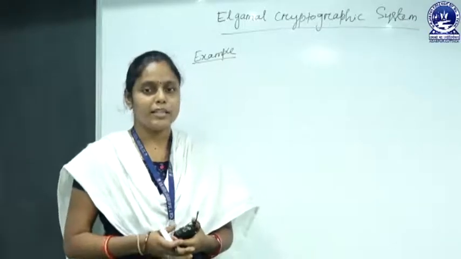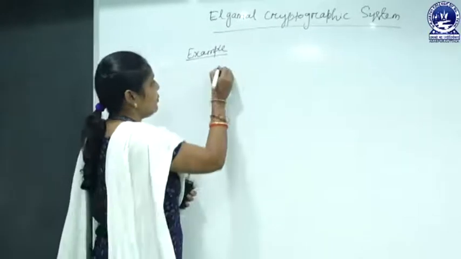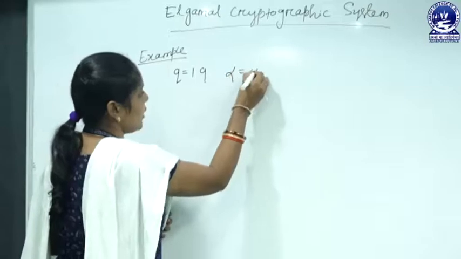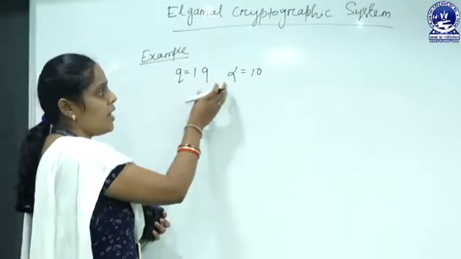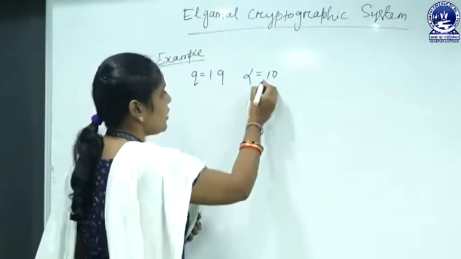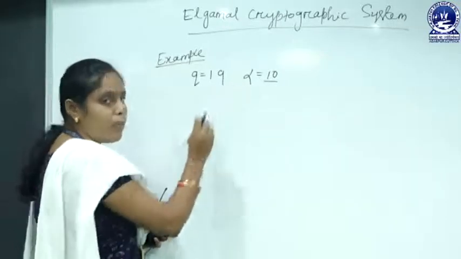Now take one example of the Elgamal cryptographic system. In this example, Q value is equal to 19, alpha equal to 10. That means here Q is a prime number which value is 19 and alpha is nothing but the primitive root of Q. Here 10 is the primitive root of 19. These two are the global elements.